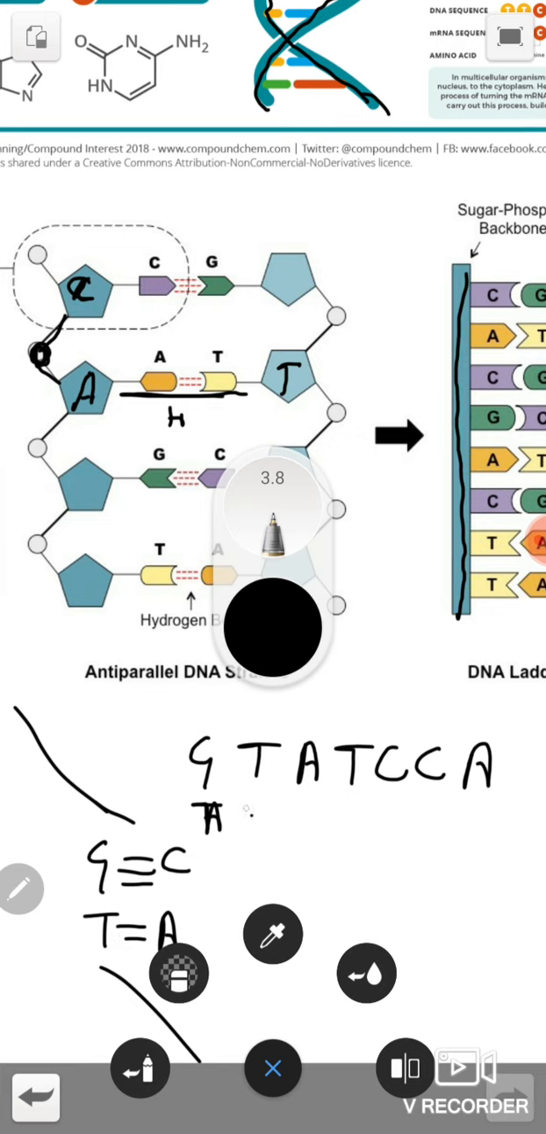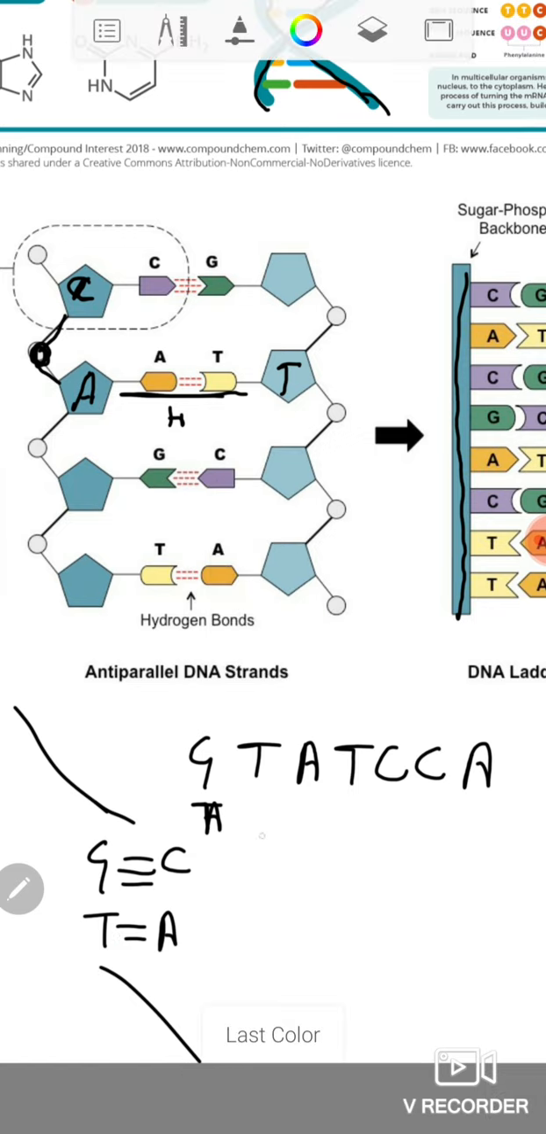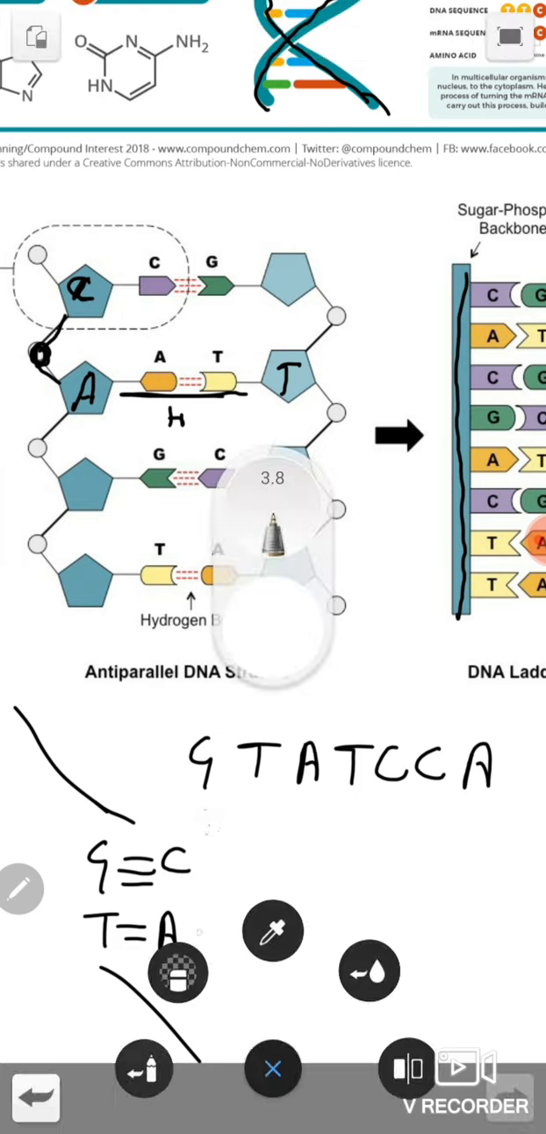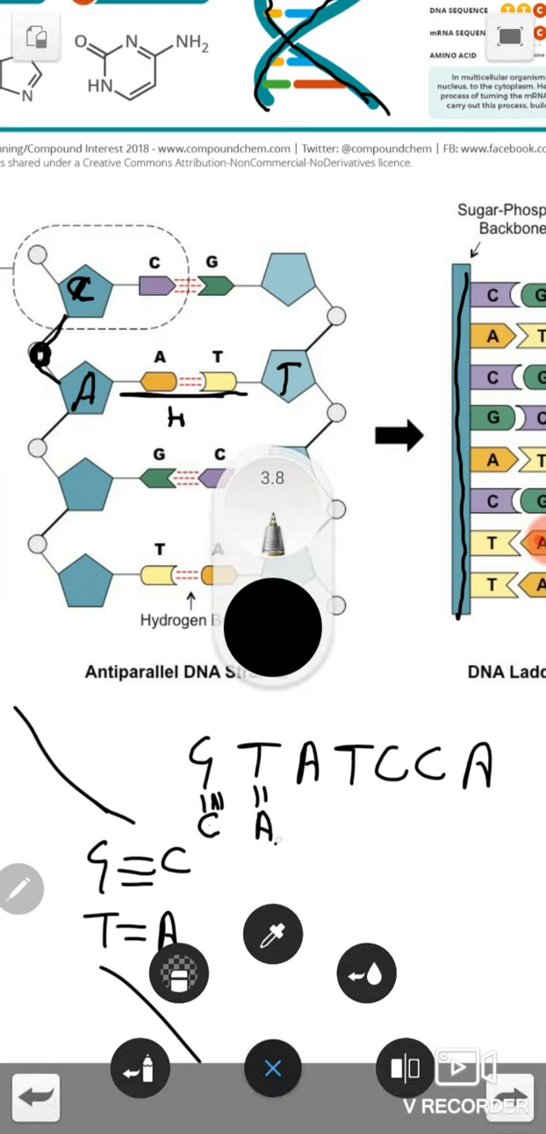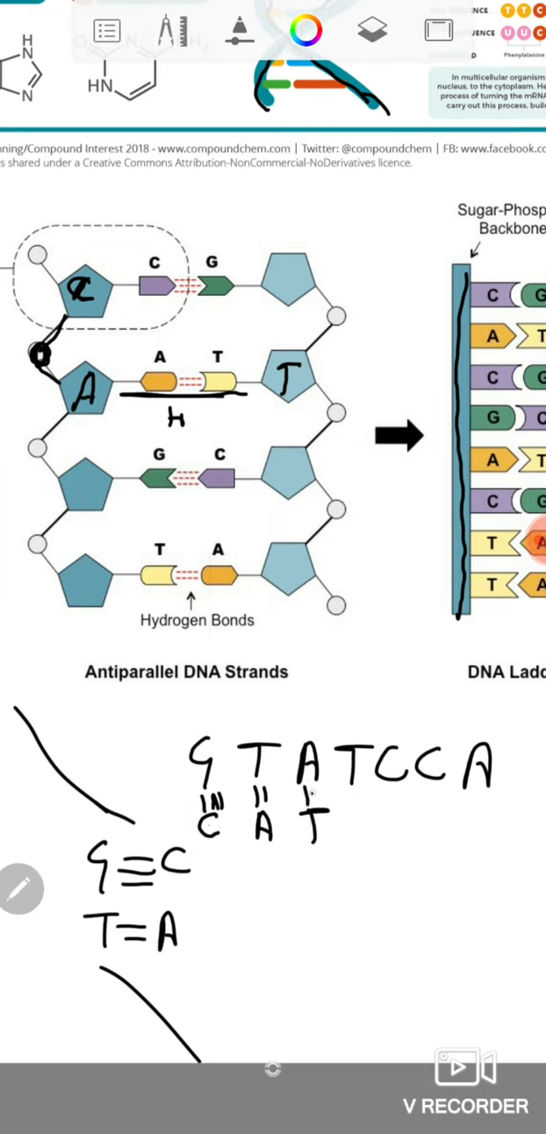Now let us construct the complementary strand. For example, this is guanine. Guanine will always bind with what? Cytosine. So we will make three bonds here. Now thymine will always bind with adenine, so we will make two bonds. Adenine will always bind with thymine, so here we will have two bonds.